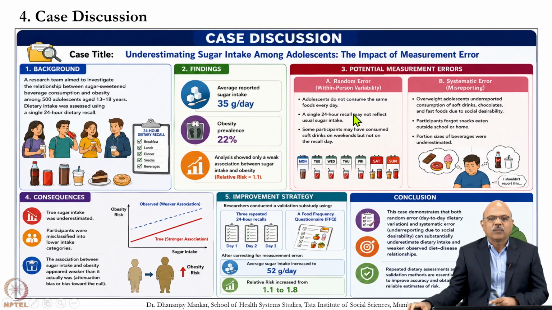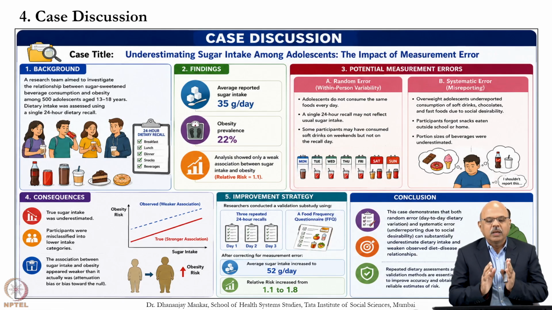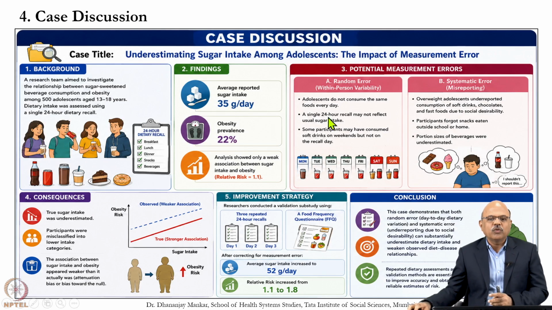The random variation, within-person variability. Adolescents do not consume the same food every day. They were eating different food on different days. Like Monday there was different food, Tuesday it was different, and Saturday and Sunday it was more towards beverages. A single 24-hour recall may not reflect the usual sugar intake, so it may vary on Saturdays and Sundays. Some participants may have consumed soft drinks on weekends but not on the recall days. So these were the recall days.